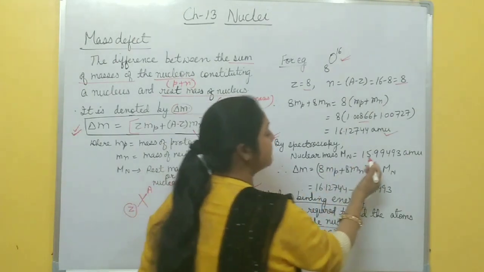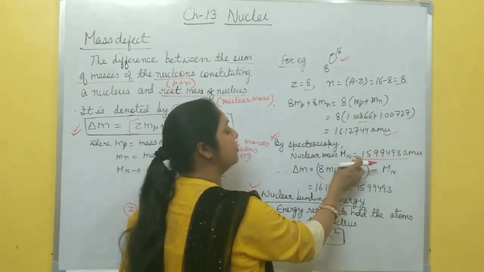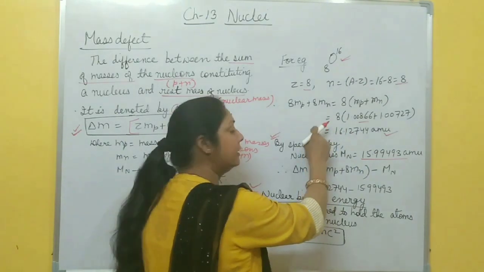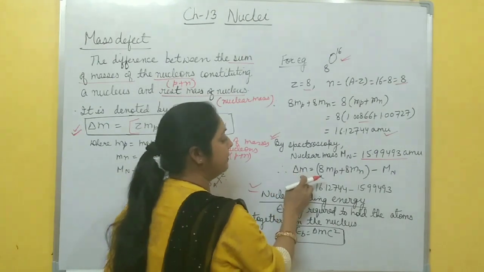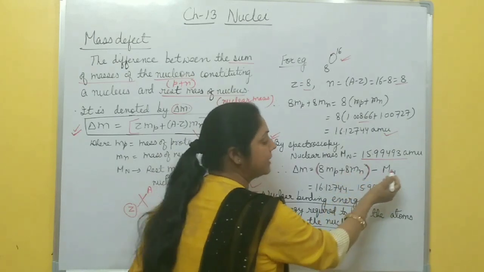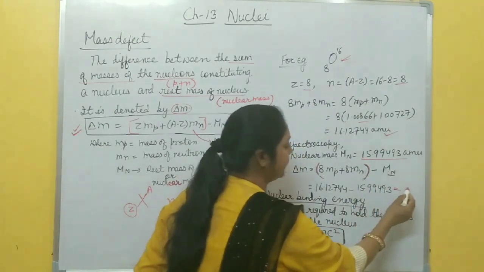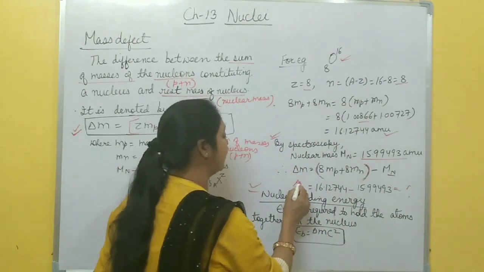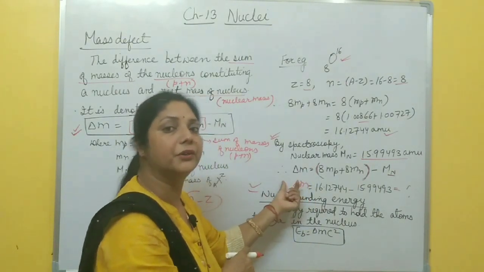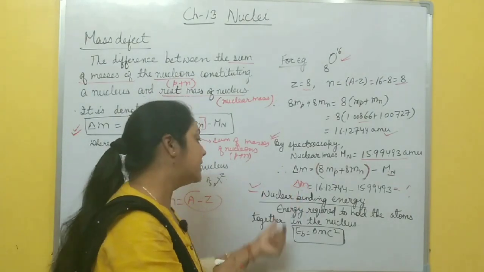By the spectroscopy method, it is found that the nuclear mass or rest mass of the nucleus, when the nucleus is in a stable state, is 15.99493 amu. This nuclear mass is always less than the sum of masses of nucleons, protons and neutrons. So this difference delta m is the sum of masses of protons and neutrons, 8 m_p plus 8 m_n, minus the nuclear mass, the rest mass of the nucleus m_n, and if you subtract, you get the value. In this way you can calculate mass defect, and this mass defect appears as energy according to Einstein's mass energy relation. So if you know how to calculate mass defect, you can easily calculate binding energy.